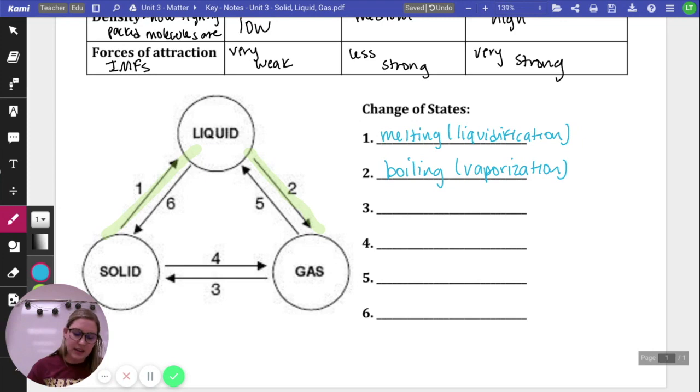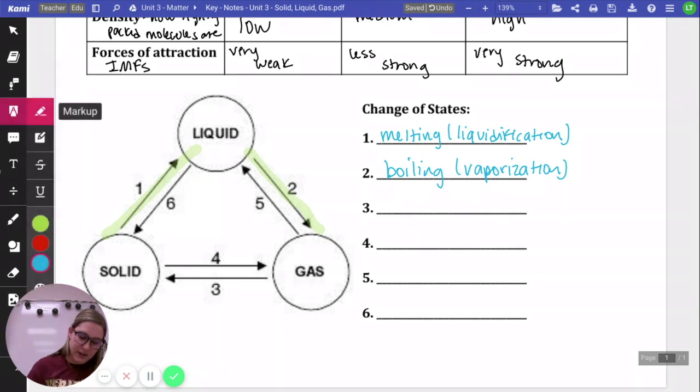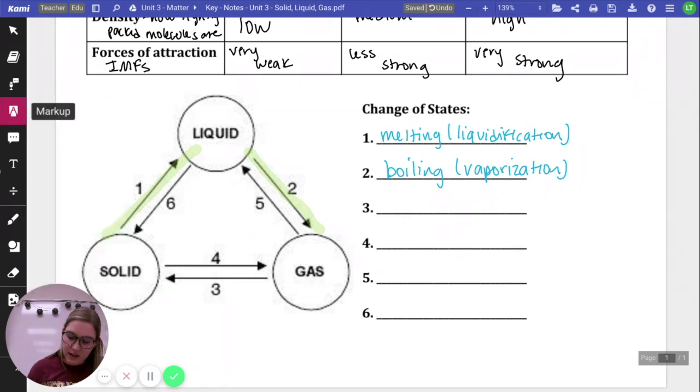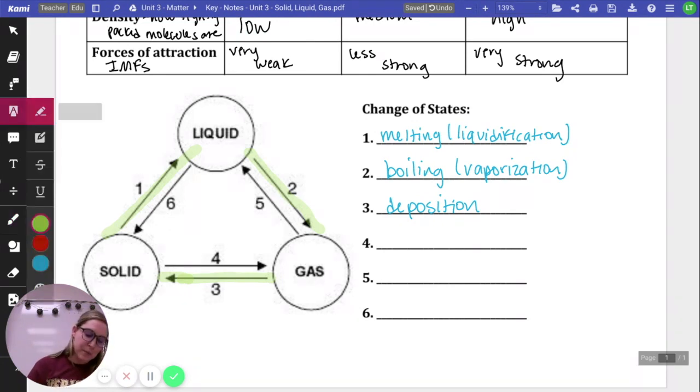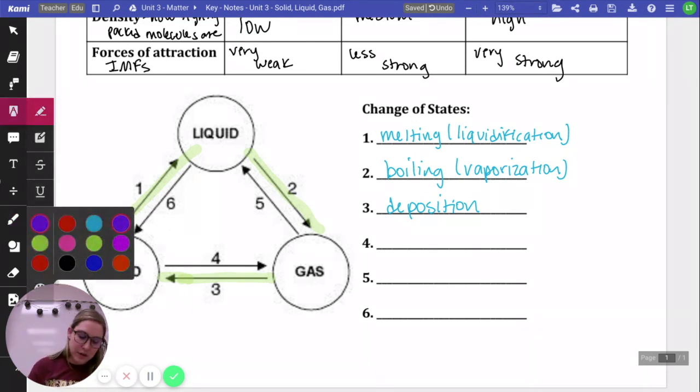And then our last one going that way is gas to solid, number 3 there. Going from a gas to a solid is called deposition. It's probably a new one for you guys. I always think about deposition as the gas particles being deposited to form a solid. That's just how I remember it, but you can remember it any way you want to.